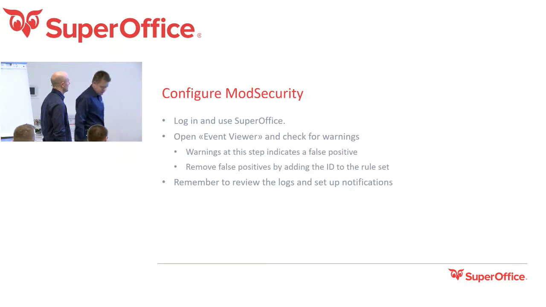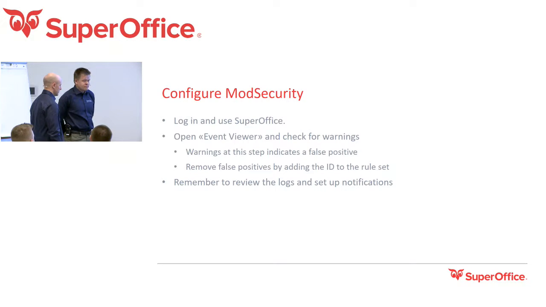So now you can log in to SuperOffice and use it. It should still work. And then you can go into the event viewer and check for warnings. If you have a warning at this step, that could mean you have encountered a new false positive. But it shouldn't, because we have tested it. Maybe with a new version, or you have a customization that breaks things. So check that, and if you want to remove that, you can add it to the rule set.